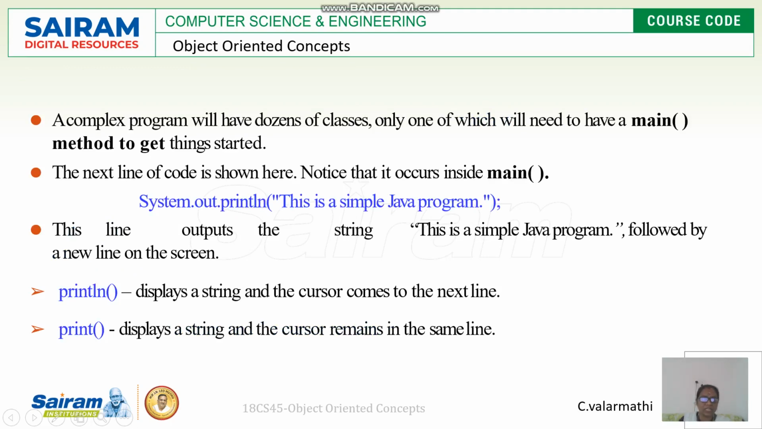System.out.println. What is the meaning of System here? System is a class which is available in the java.lang package, out is the object of the class System, and println is the method. There are two kinds of print methods available. println displays a string and the cursor goes to the next line, but print only displays the string and will not go to the next line, it will remain on the same line. So this is the difference between println and print.